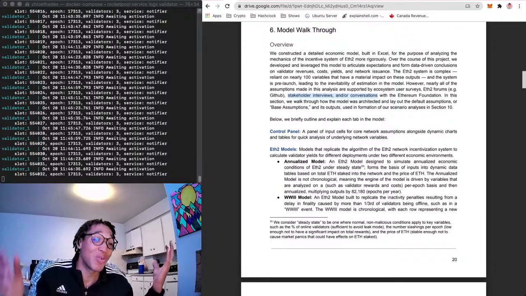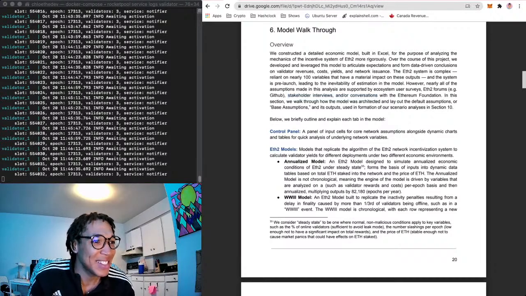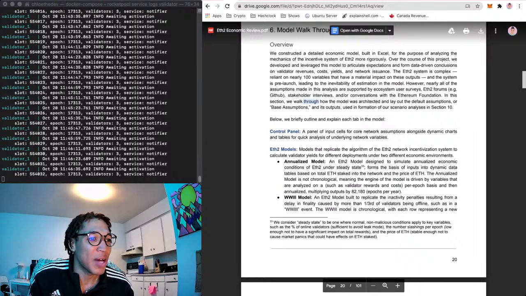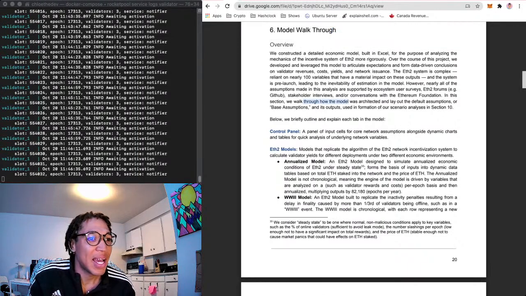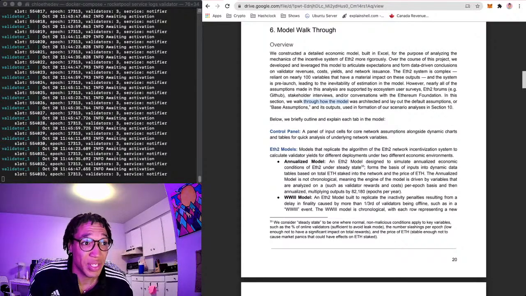So they did talk to a variety of people. In this section, we walk through how the model was architected and lay out the default or base assumptions and inputs used in formation of our scenarios and analysis in section 10.